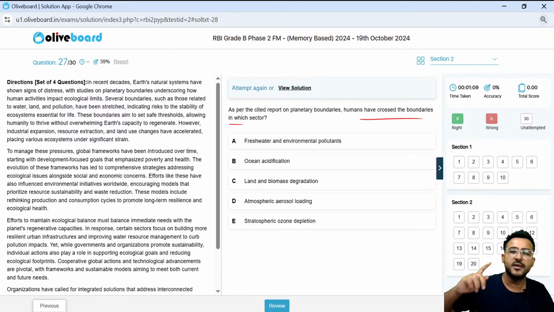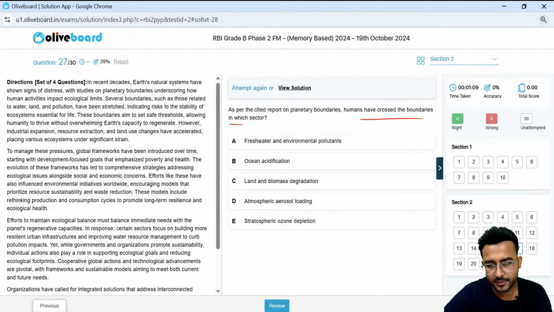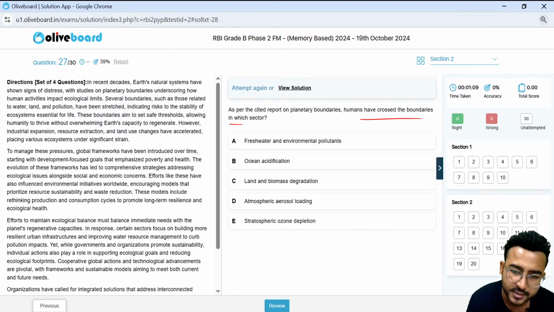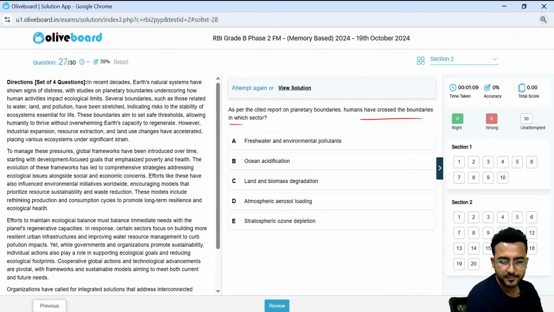The first option is fresh water and environmental pollutants. The second one is related to ocean acidification. Then land and biomass degradation, atmospheric, and the third one is stratospheric ozone depletion related. What do you think will be the correct choice here?